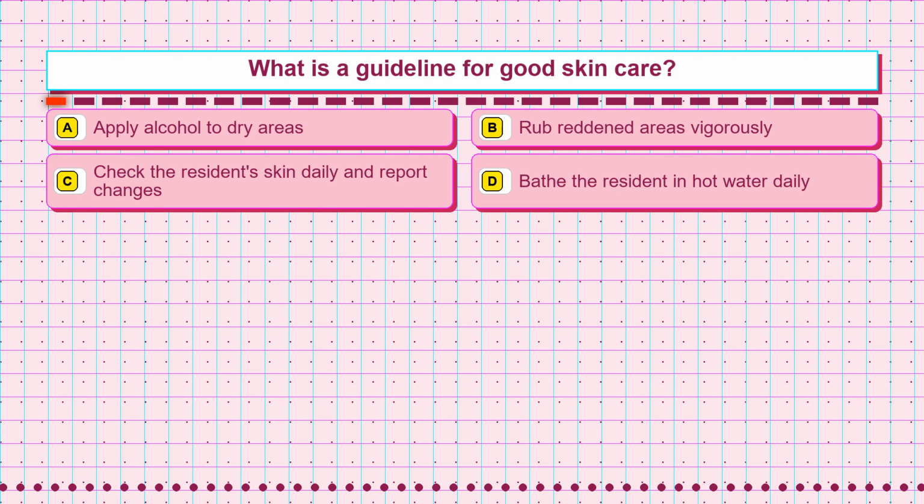Question 76. What is a guideline for good skin care? Option A, apply alcohol to dry areas. Option B, rub reddened areas vigorously. Option C, check the resident's skin daily and report changes. Option D, bathe the resident in hot water daily.